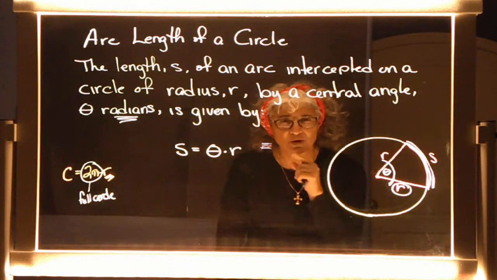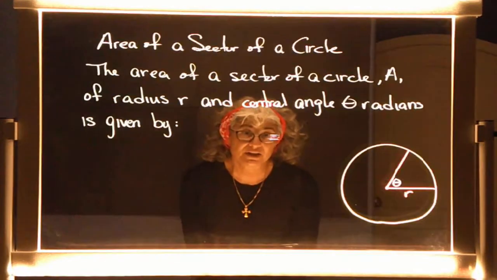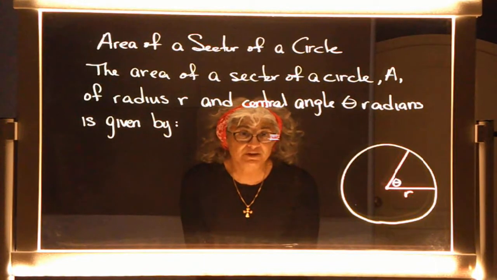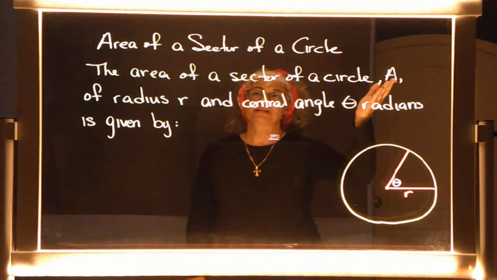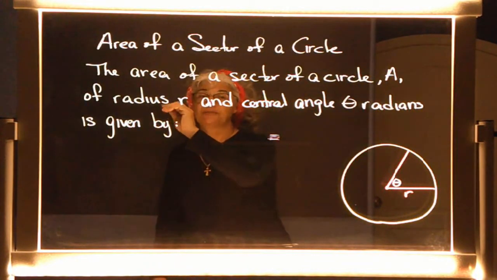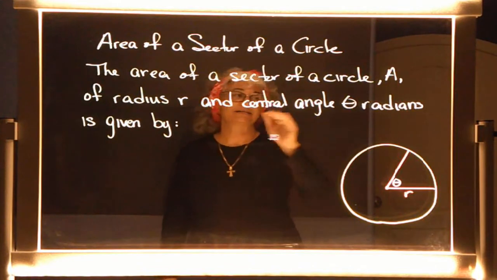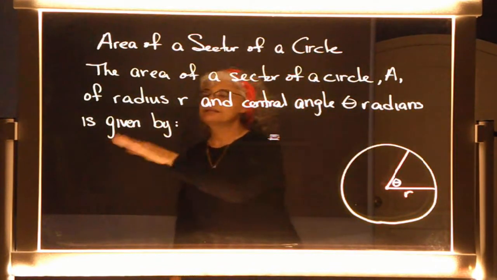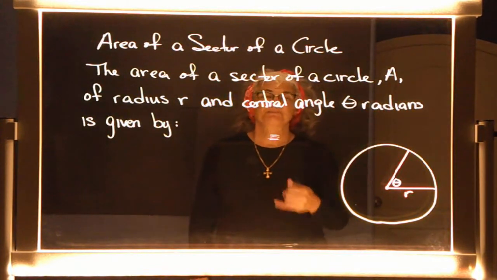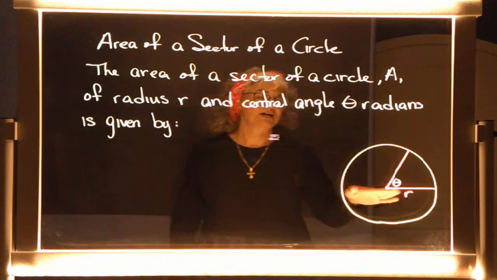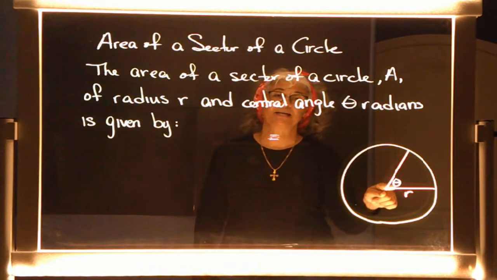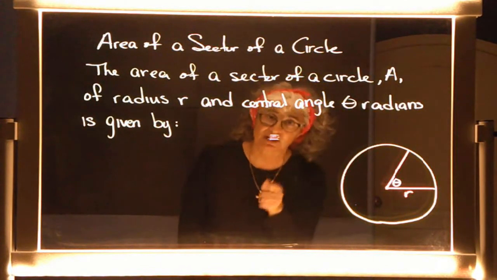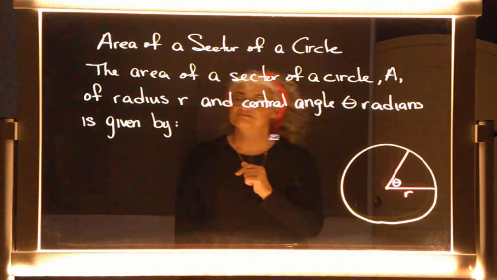Okay, so hang in there. I got one more formula. Okay, so let's take a look at this one. Now we're talking about finding the area of a sector. So let's read it. The area of a sector of a circle, we're going to call that area A, and the circle has a radius r, and a central angle theta radians is given by. Okay, so we've got our radius of the circle, we've got our central angle theta again, and yes, it's in radians, so if it's not in radians, you're going to have to convert, right?